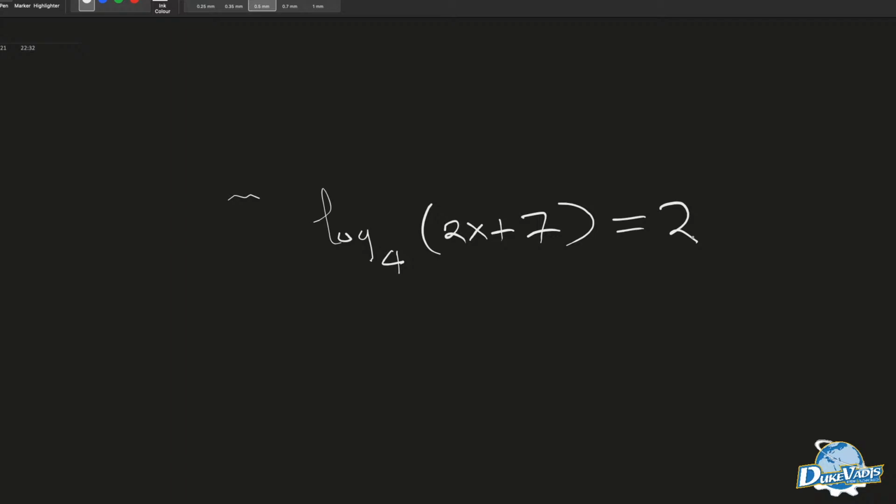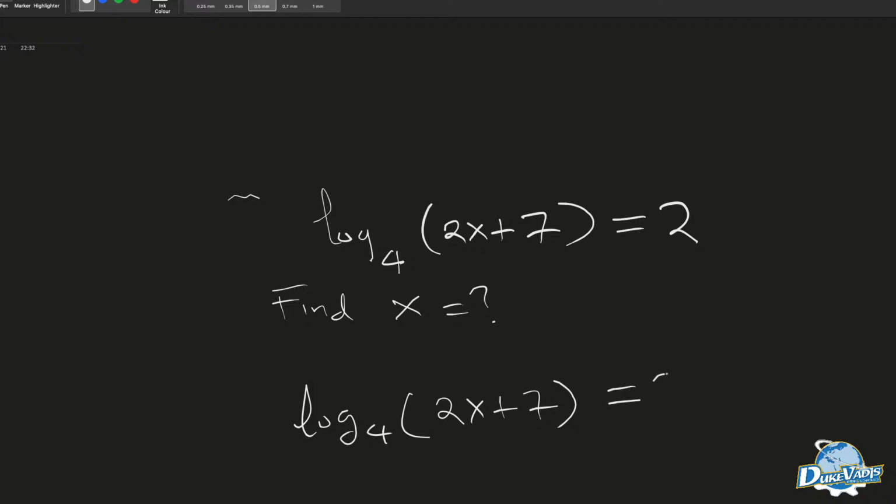Friends, just look at this question. It's very interesting, is it? We have been asked to find the value of x. So that's what we're looking for. For this question, as we look at it, you see that it's just two steps. So let's unwrap it. Now log to base 4 of (2x + 7) equals 2.